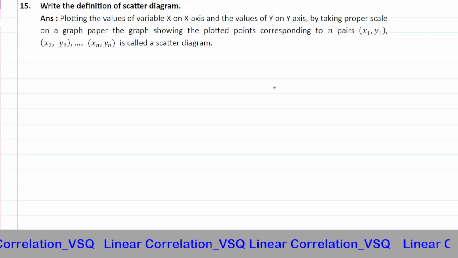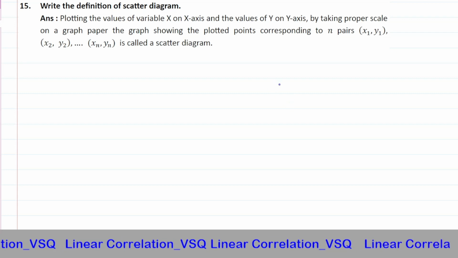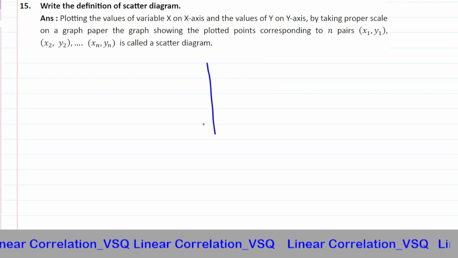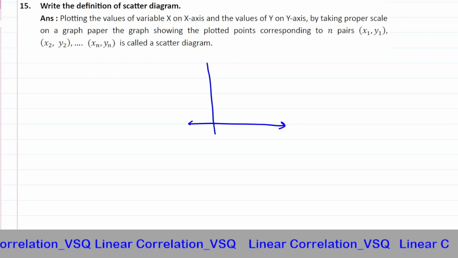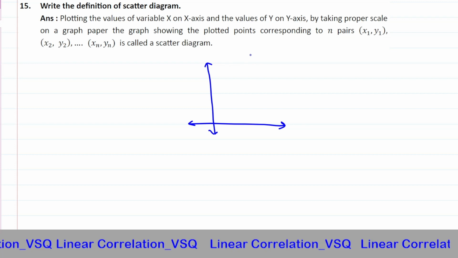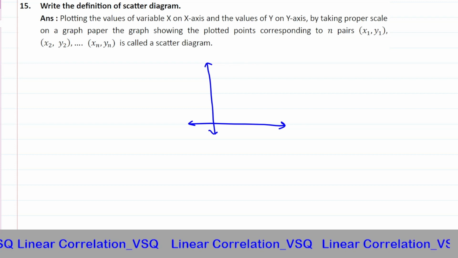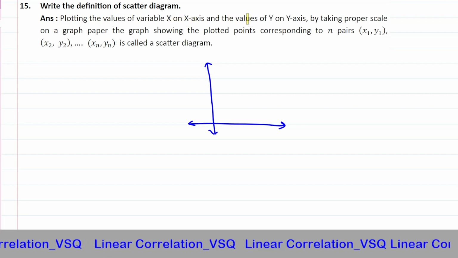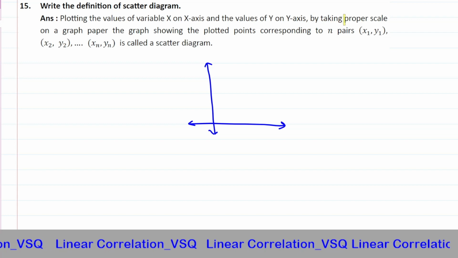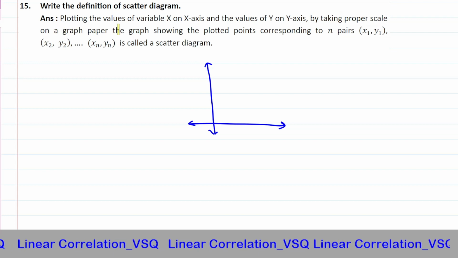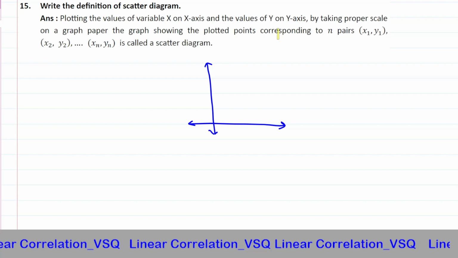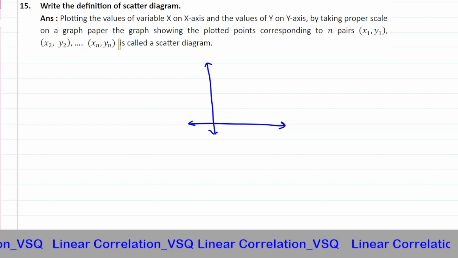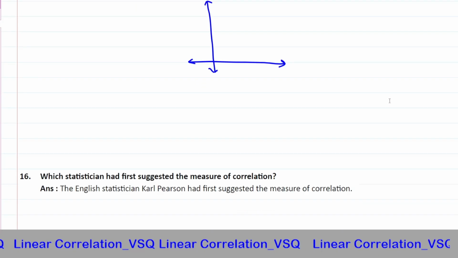Question number 15 is: write the definition of scatter diagram. The scatter diagram is a graphical method. In this method, one variable is taken as x and the other variable is taken as y, and the values of both variables are plotted on graph paper. That is called the scatter diagram method. According to our definition, plotting the values of variable x on the x-axis and values of y on the y-axis by taking a proper scale on graph paper. The graph showing the plotted points corresponding to n pairs (x1, y1), (x2, y2) till (xn, yn) is called a scatter diagram.